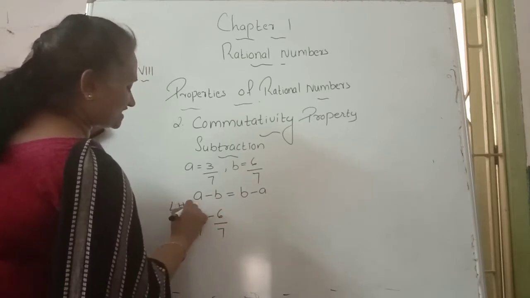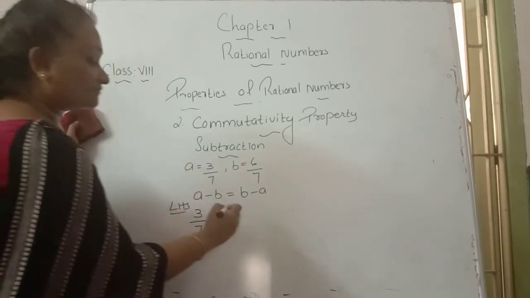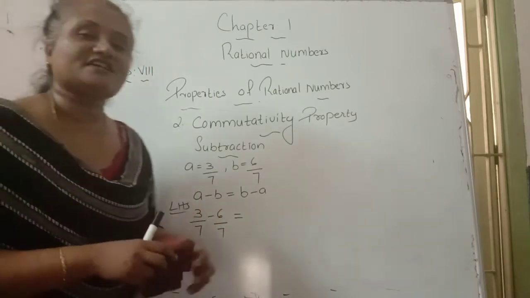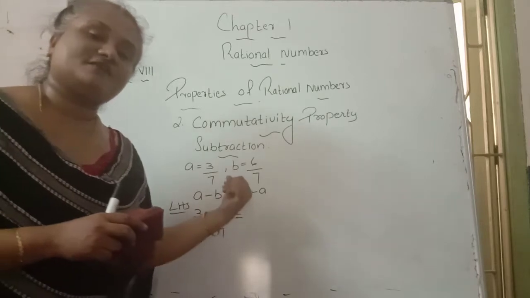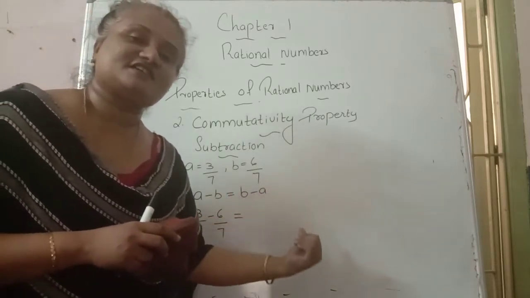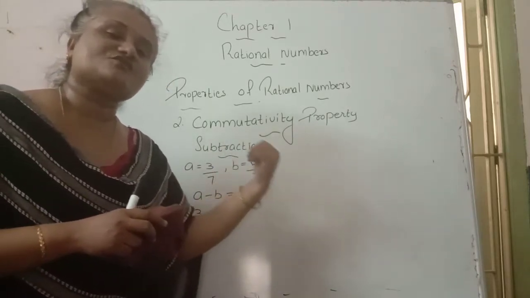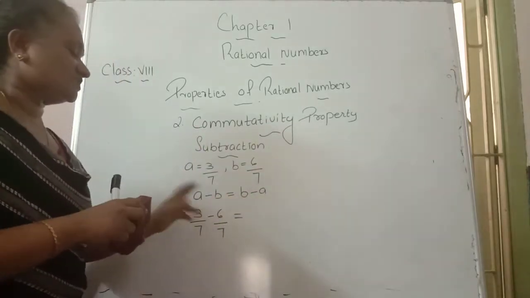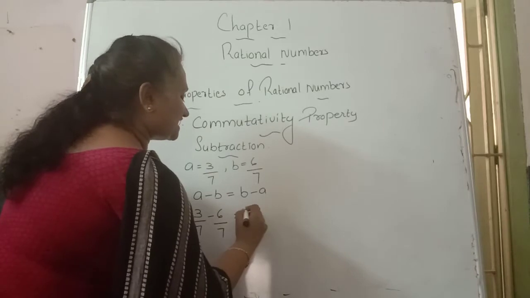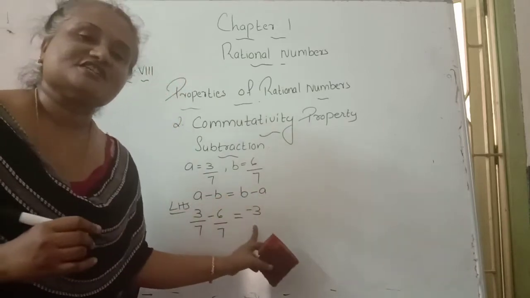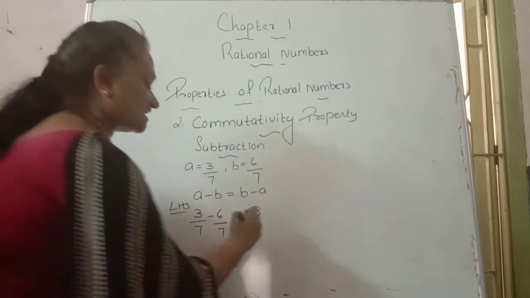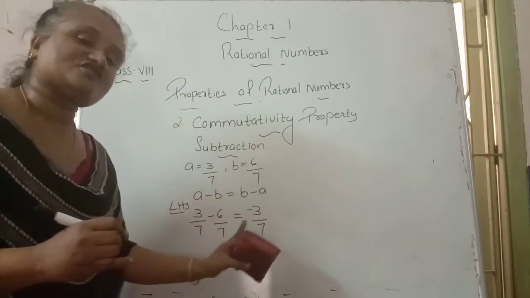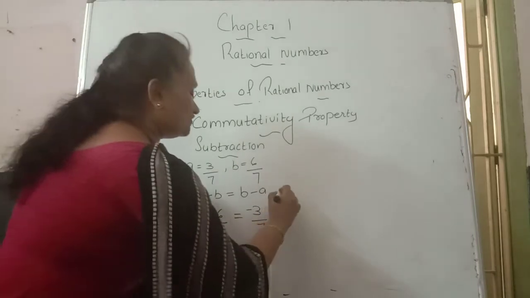We want to check. That's why in place of a I substitute 3 by 7 minus, in place of b I substitute 6 by 7. LHS part I take and do the substitution. Here see, denominators are the same. That's why numerator part consider 3 minus 6. One is a positive integer, another is a negative integer. Opposite signs, what do we do? First we subtract and put the sign of the bigger number. 6 minus 3 becomes 3, and 6 is the bigger number. That's why our sign becomes minus: minus 3 by 7. So this is our LHS answer. Check whether the RHS answer is also minus 3 by 7 or not.